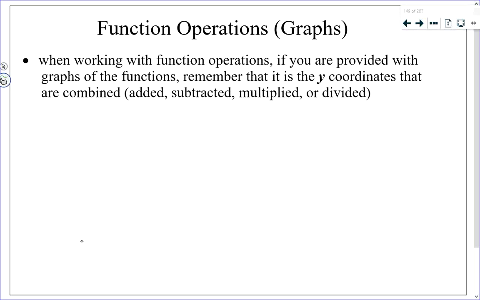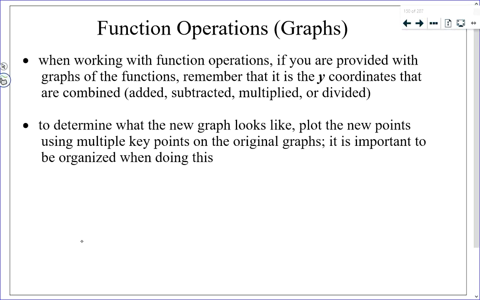We've talked about this a little bit already, but when working with function operations, whether you're adding or subtracting or multiplying or dividing, remember that it's y coordinates that are being combined. So you look on the graph at a specific value of x. Maybe you go to x equals 2, and you look at the y coordinates at x equals 2, and those are the numbers that you're going to add or subtract or multiply or divide.